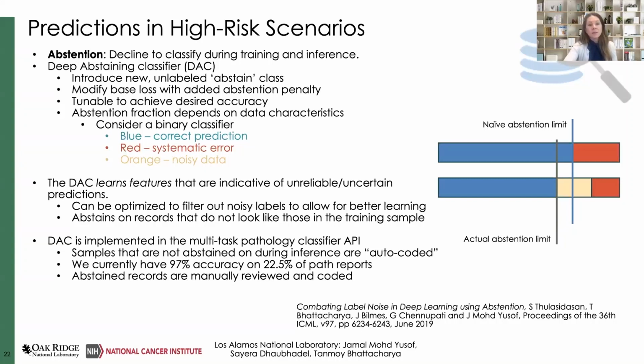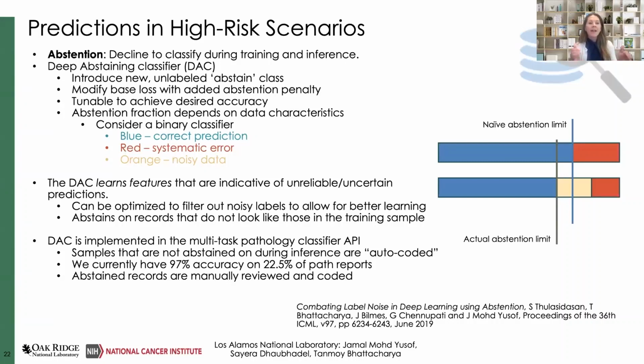The DAC is implemented in the multitask pathology classifier API, which is our production version of this. And the samples that are not abstained during inference are auto-coded. We currently have it set at 97% accuracy, and we're predicting at 97% accuracy with the case level context model somewhere in between 22 and 30% of our path reports.